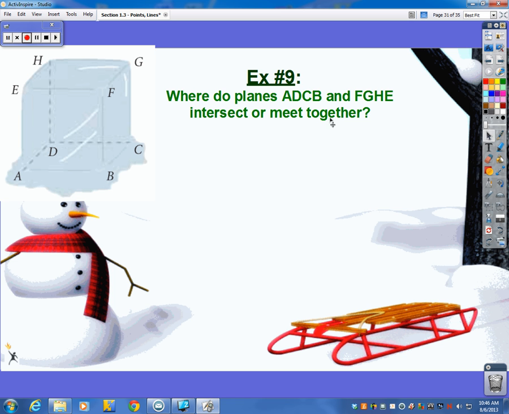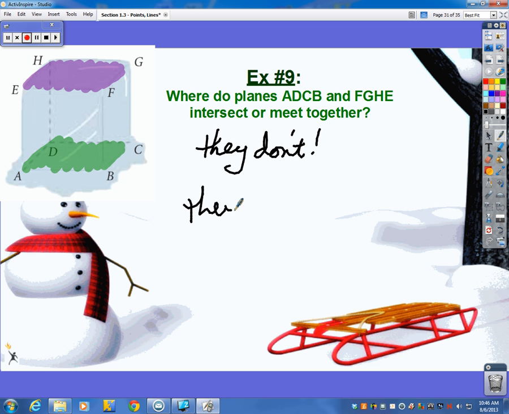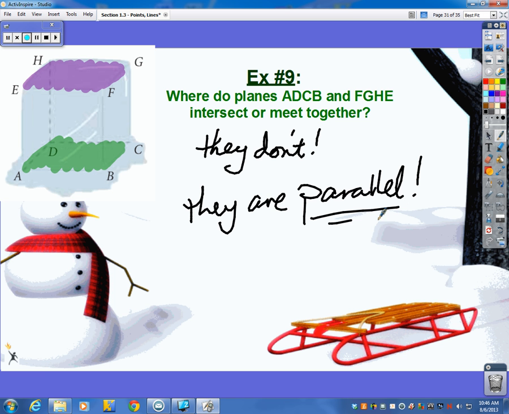Okay, now this one, ADCB and FGHE. There's nothing in common here. Does that necessarily mean that they don't meet? Well, it just depends. So here's a case where we really do need a picture. So ADCB, all right, we're talking about the bottom, and FGHE, we're talking about the top. Where do the top and the bottom come together? They don't. So where do they intersect or meet? Quick and easy answer is, again, they don't. They are, just like lines, we can have planes that are parallel. They don't touch and they don't intersect.